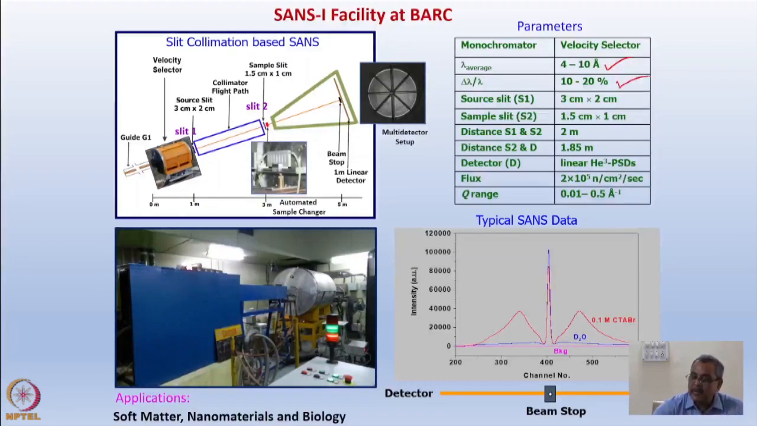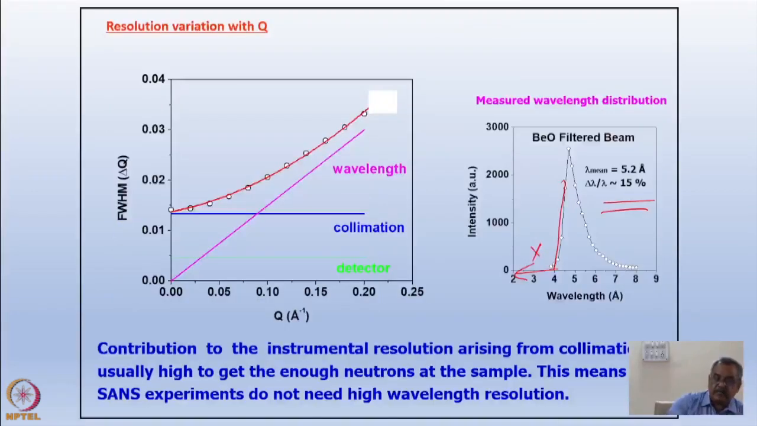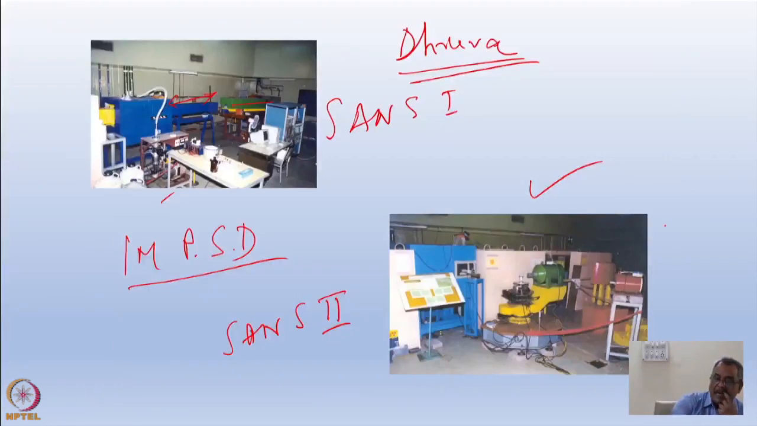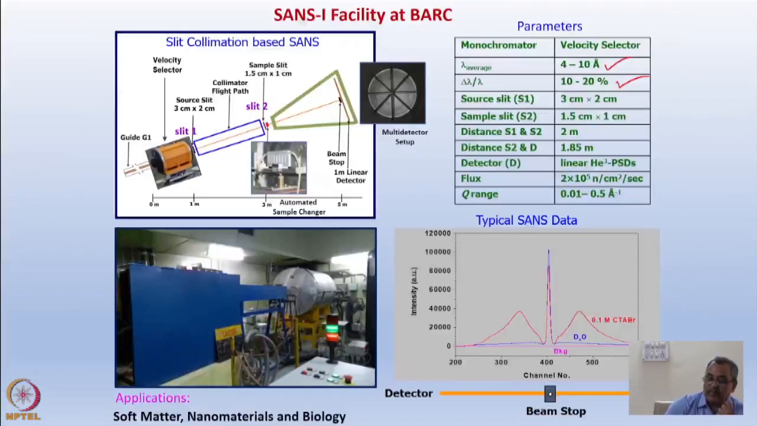And in case of small angle neutron scattering or SANS, we can do with a large delta lambda by lambda, because I'll come to this later, my resolution actually is dictated by the delta theta by theta. So today that beryllium oxide based instrument which I had earlier, this is a recent photograph, has been changed to use the velocity selector, and the one dimensional detector has now been replaced by an array of detectors. So at any instant we can collect more data.